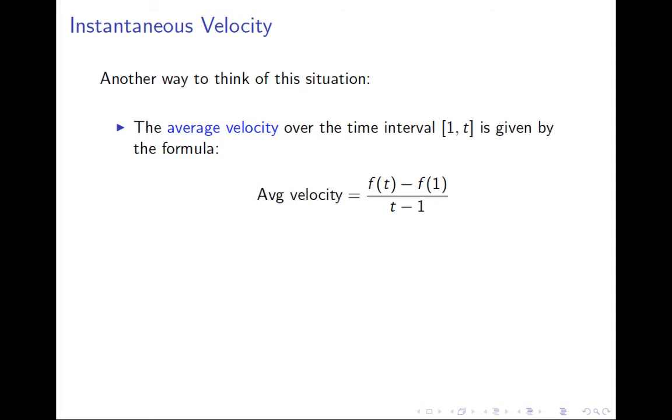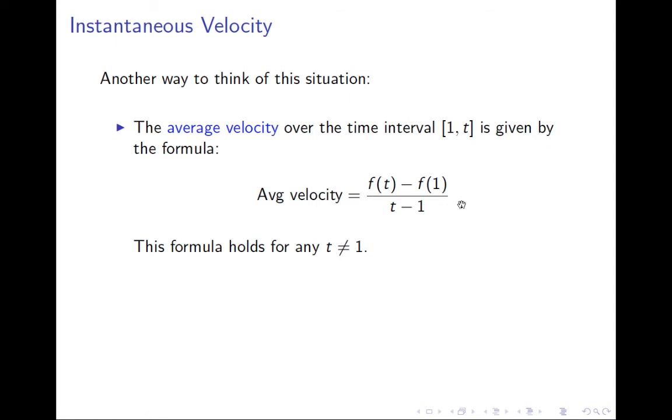So here's another way to think of this situation. The average velocity over the time interval from 1 to t, starting at time 1 and ending at time t, is given by the formula below. So this is the change in position divided by the change in time.